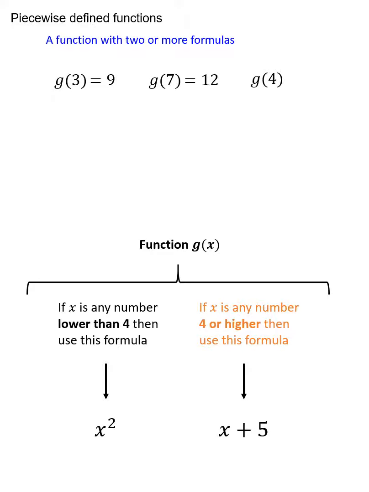Well, if you thought the second formula, you were right, because the directions in the function tell us if x is any number 4 or higher, then use this formula. Well, 4 technically qualifies as 4 or higher, and therefore we're going to use x plus 5 to compute the value. So I've plugged in 4 to that formula, and I got an output value of 9.